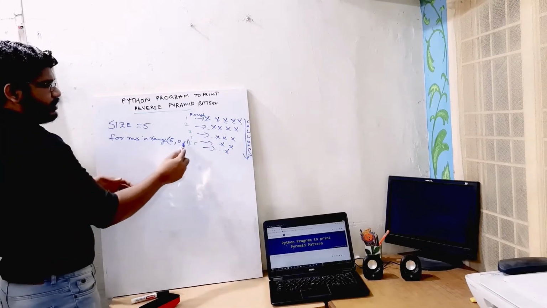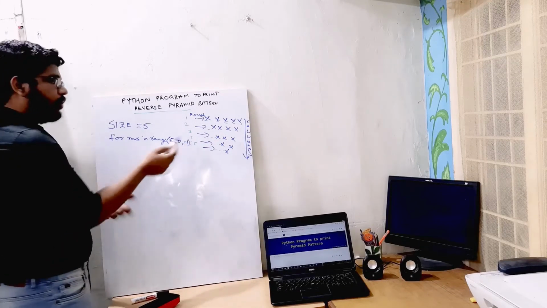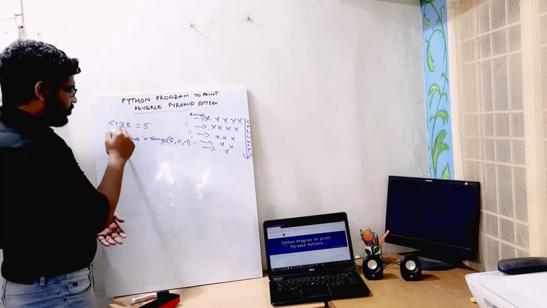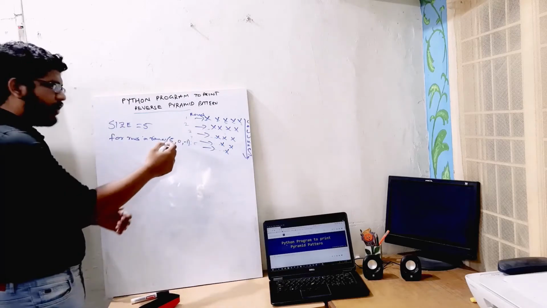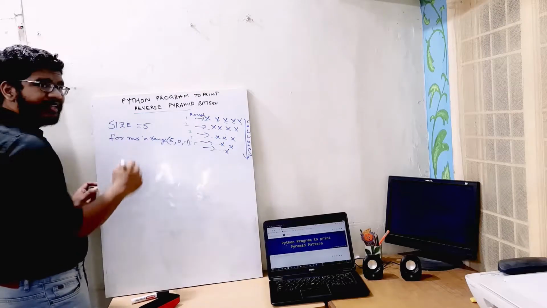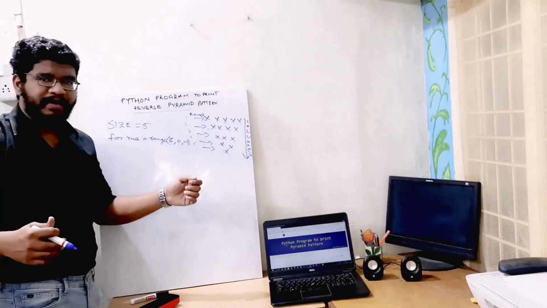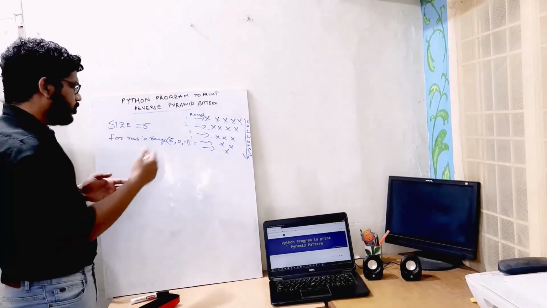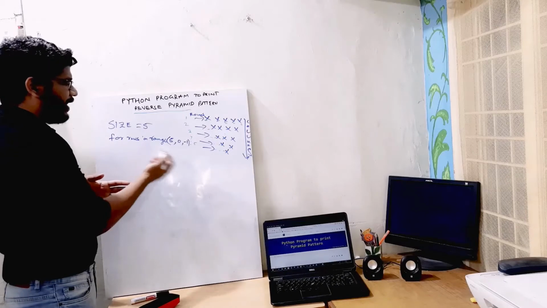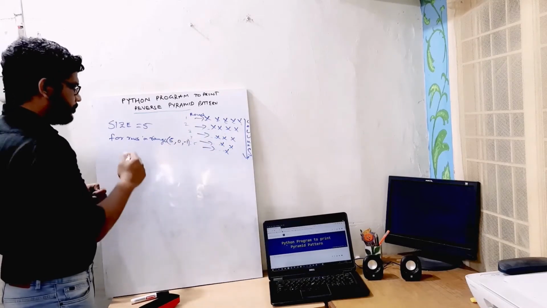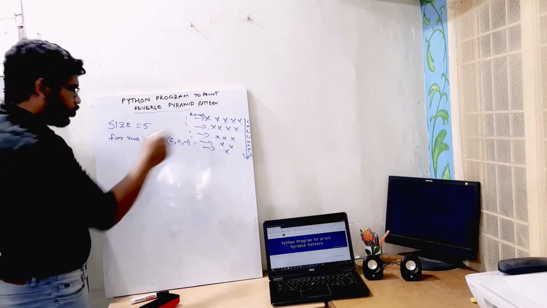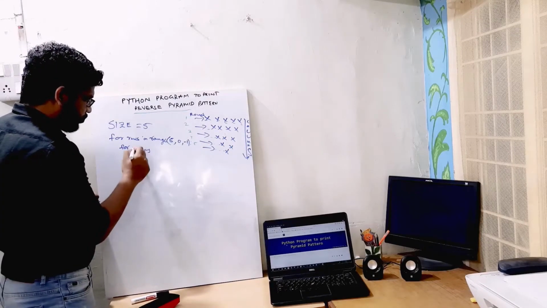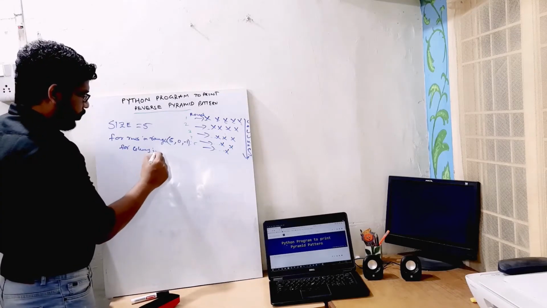For rows in range 5 to 1. Instead of 5, you can also give size. I have given 5, but you can replace it with size. I'm going to go to my laptop, open the PyCharm IDE and explain it there. Here I'm just explaining the logic. So this is the for loop and I'll loop from 5 to 1. Then there will be another for loop for columns, for columns in range.